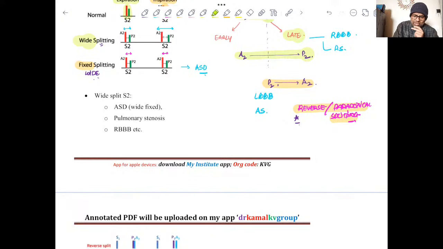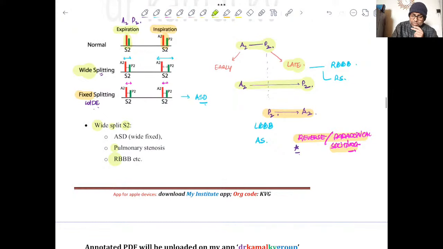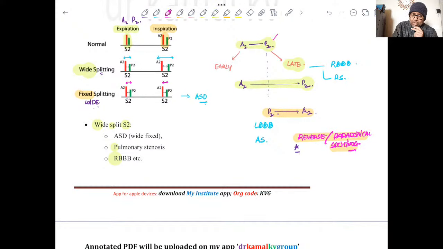So if I simply write wide split S2, it can be pulmonary stenosis, it can be right bundle branch block, especially if it is affecting the pulmonary component. There can be early closure of the aortic component based on clinical conditions. And for ASD, please remember the words wide and fixed, right?